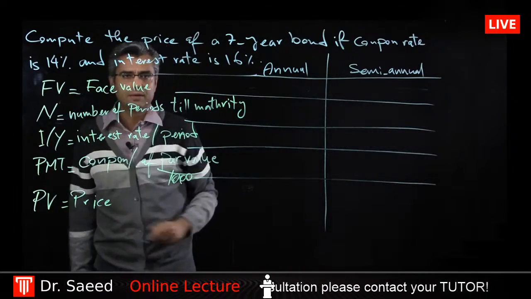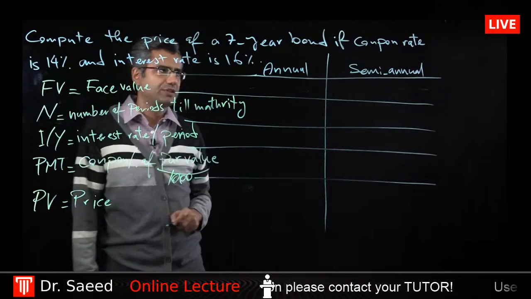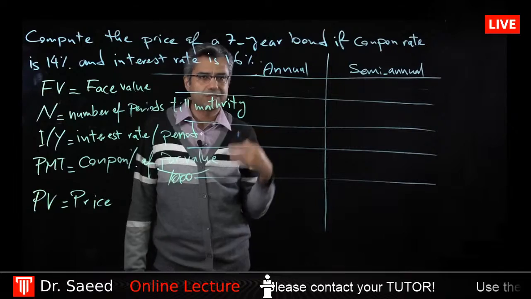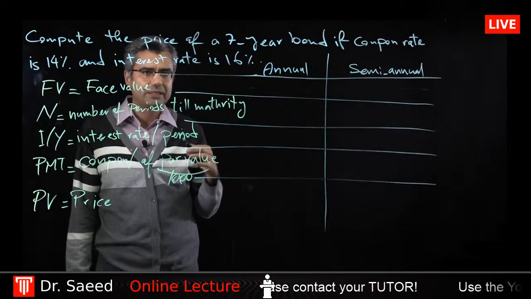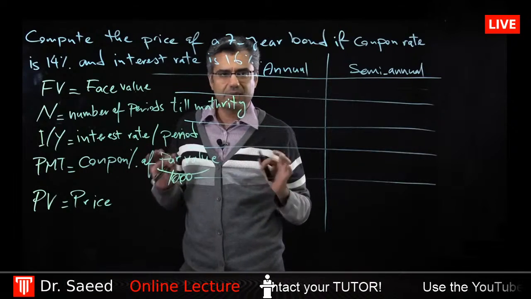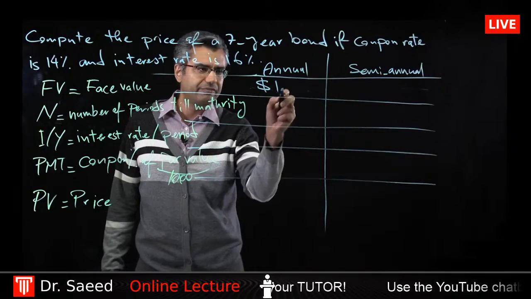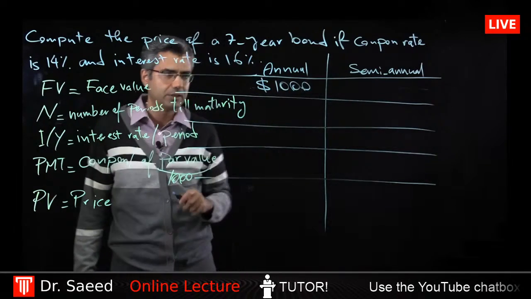So first, FV or face value. What is the face value of this bond? I didn't give it here, so we assume, as I said, by default, when it's not given to you, you need to assume it is $1,000. It's the last payment of the bond. So face value, or par value, is $1,000.